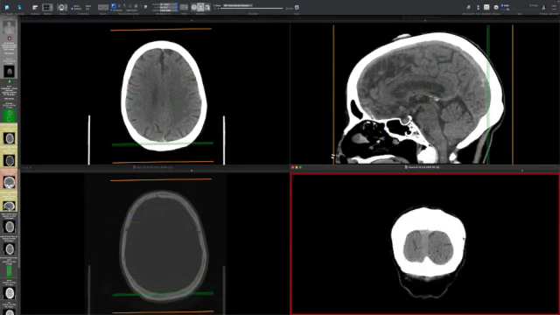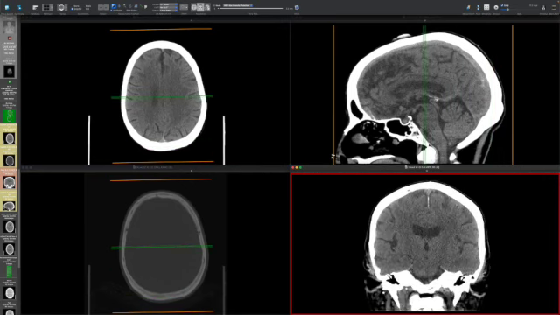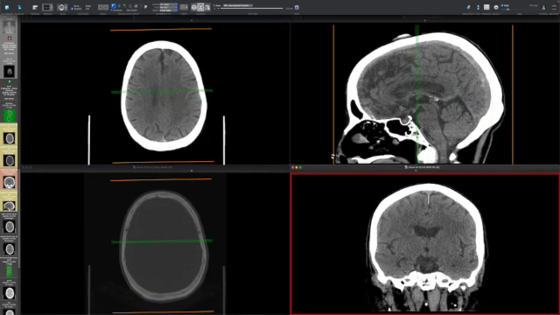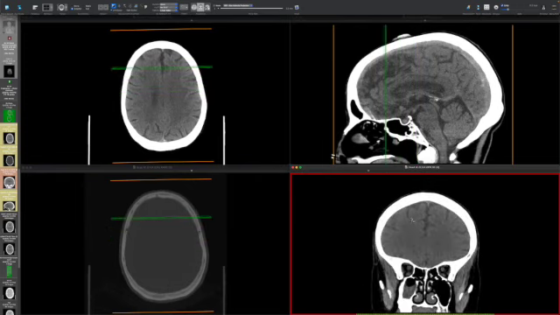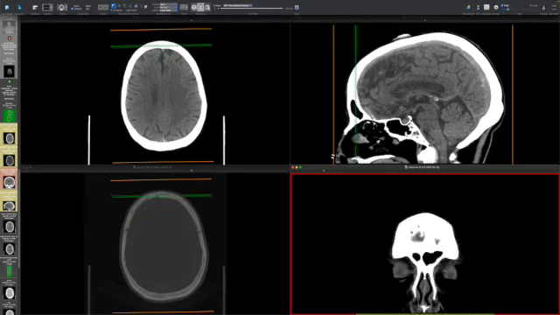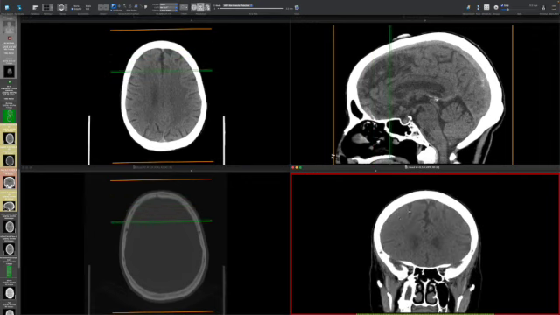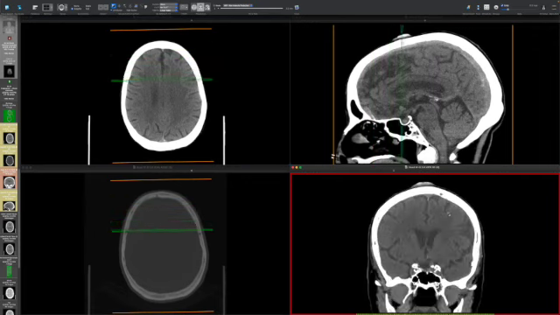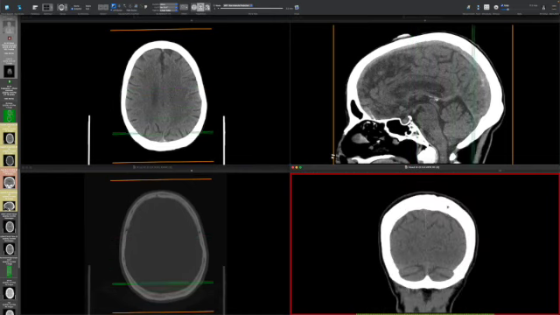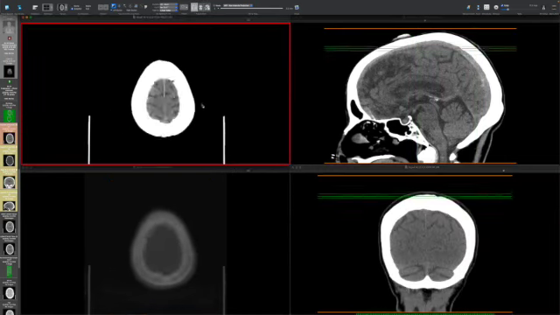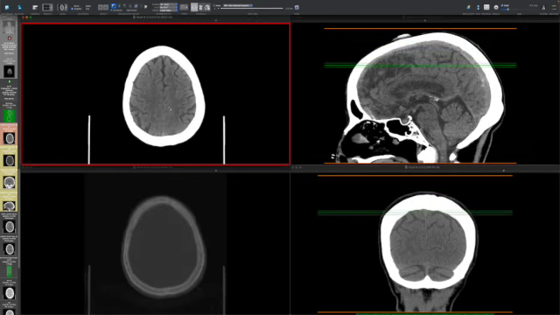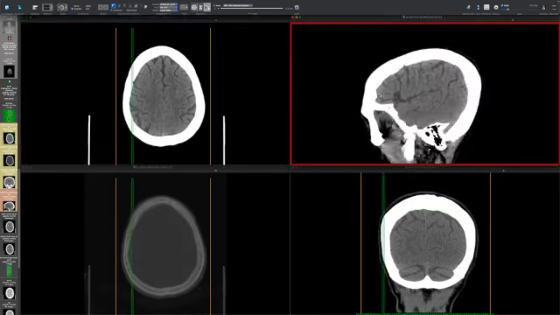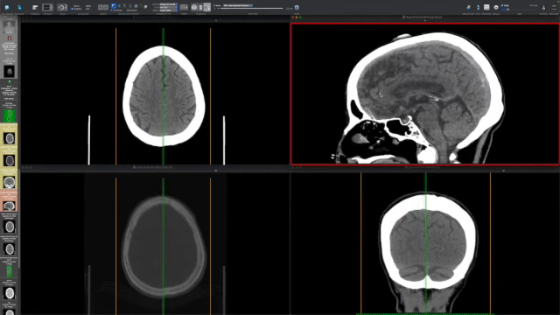The coronal reconstructions are particularly useful for finding thin subdural collections at the convexities. So I tend to use these for that purpose, looking along the convexity for any subtle subdural collection. They can occasionally be missed on the axial images, just related to partial volume averaging. The sagittals are also helpful in that regard.